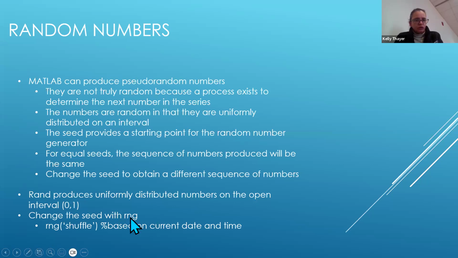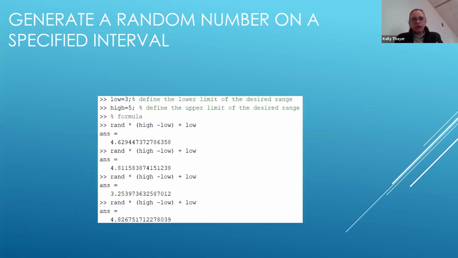So you can change the seed with rng. So you could do rng of shuffle. This will be based on the current date and time, which is a typical way of getting a seed. So let's see how we could do this.